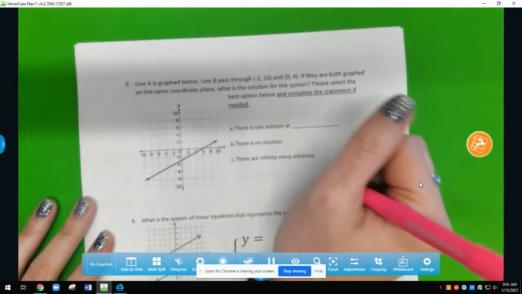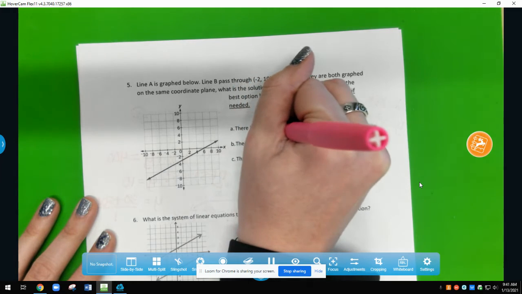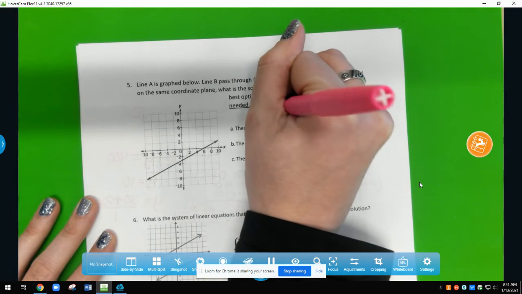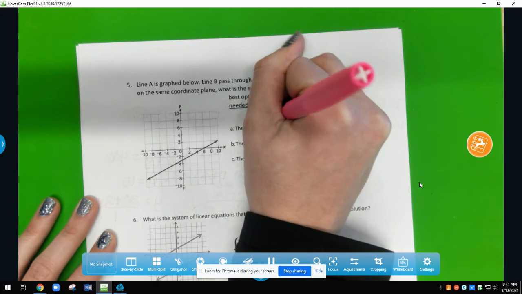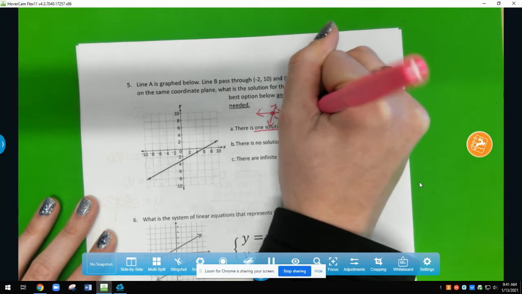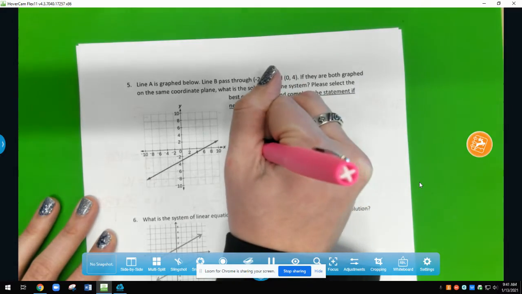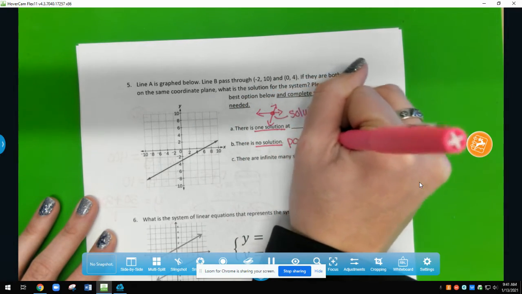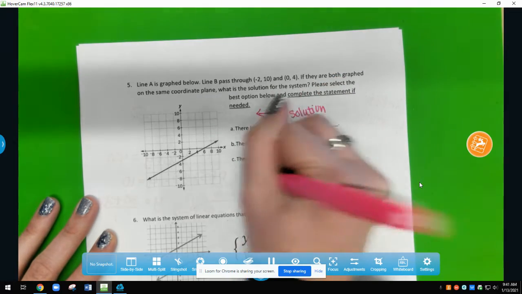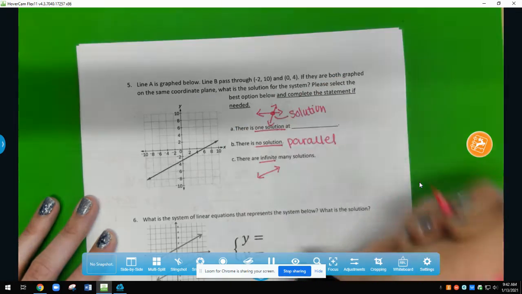So remember, one solution means they're going to intersect, they're going to cross, and the point is going to be the solution. No solution means they are parallel. Infinite means you're just going to see one line.